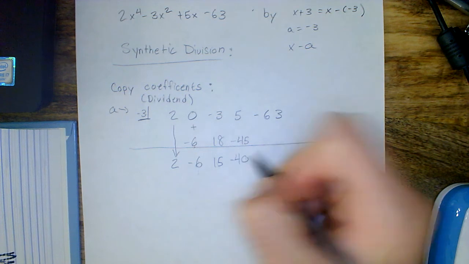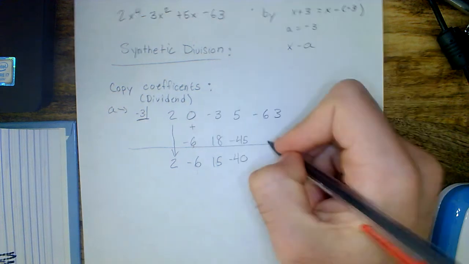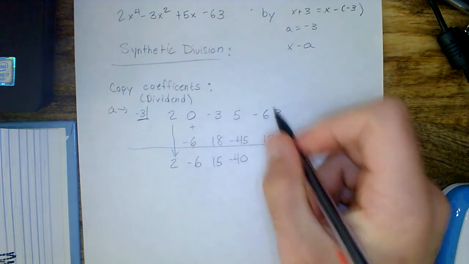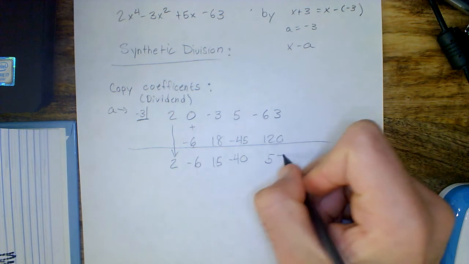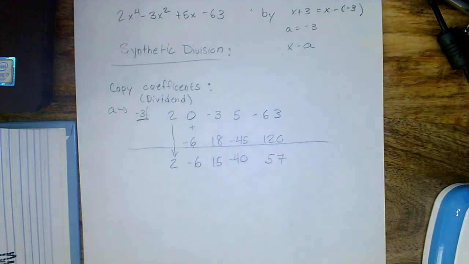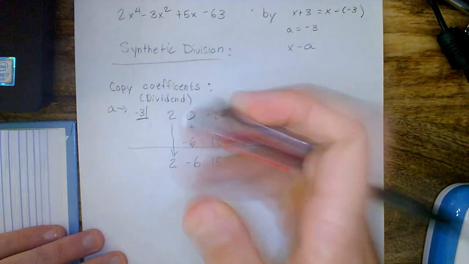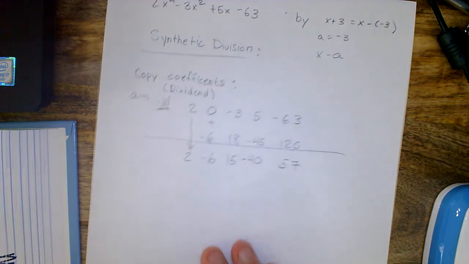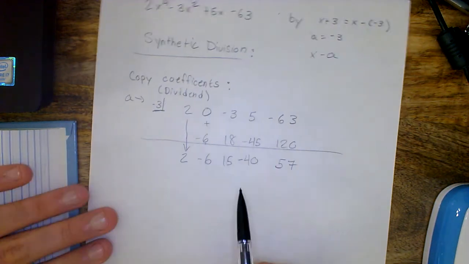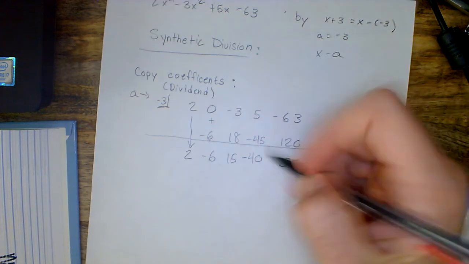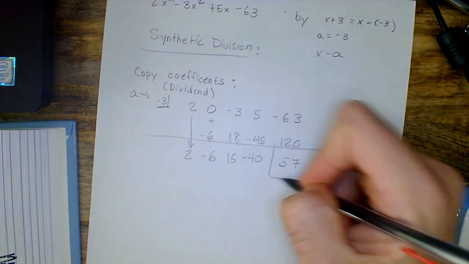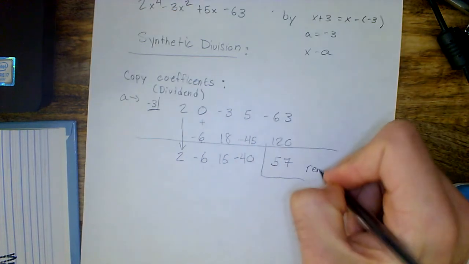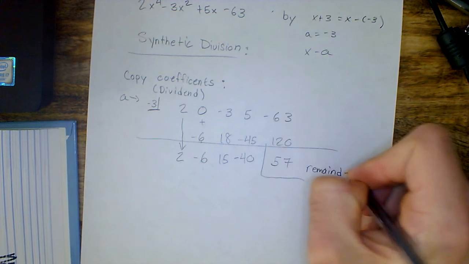5 and 45 is negative 40, and negative 40 times negative 3 is 120. So here we add these two numbers and you get 57. So this should look familiar because it's just a quicker way to do polynomial long division, and these are some of the same numbers we got there. Anyway, now we've got these numbers, and it turns out that your last number here is the remainder.